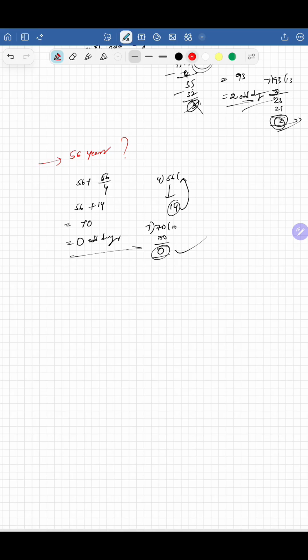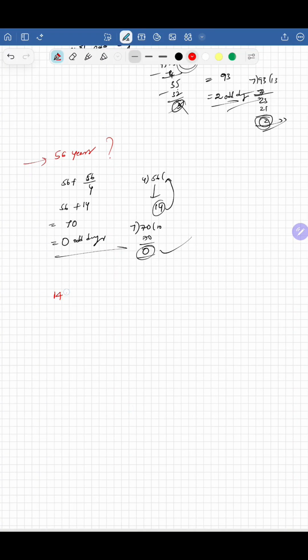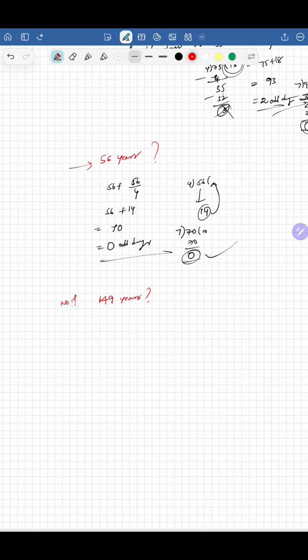But suppose if they ask you the question: number of odd days in 149 years. How can you solve? It's a bit difficult, right? Why? Because that trick works till 99 years only. But if it is beyond 99 years, how can you solve that? Do you think that it's a bit difficult? No. I'll tell you a trick.